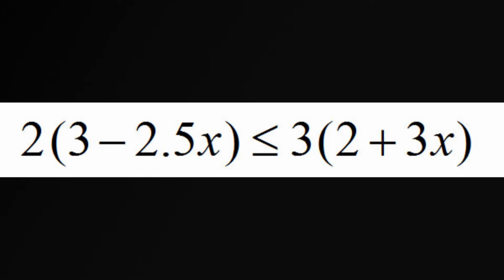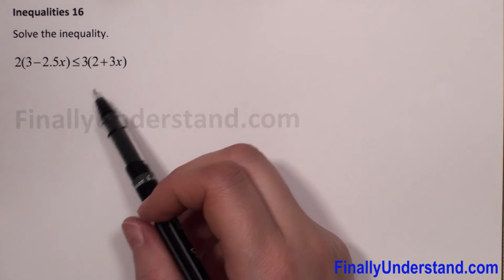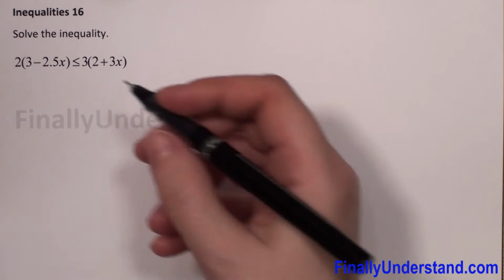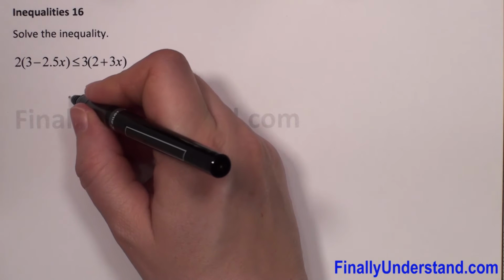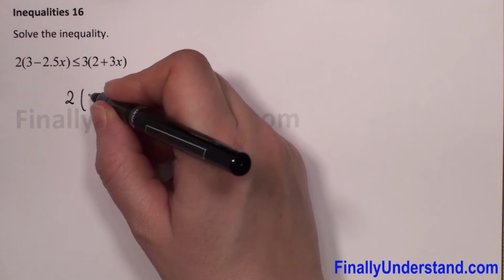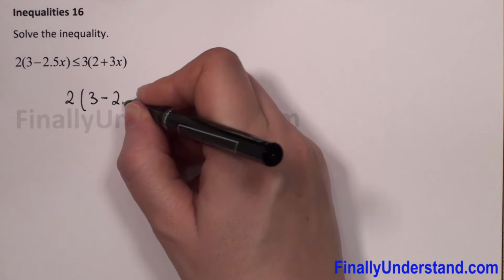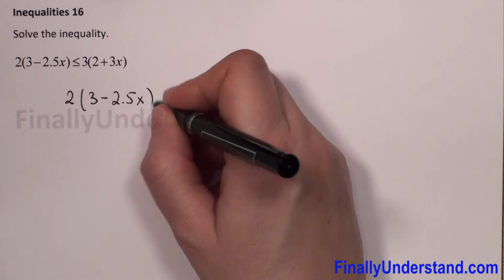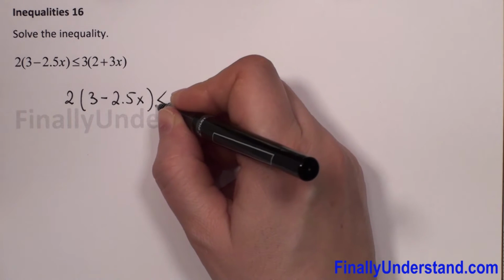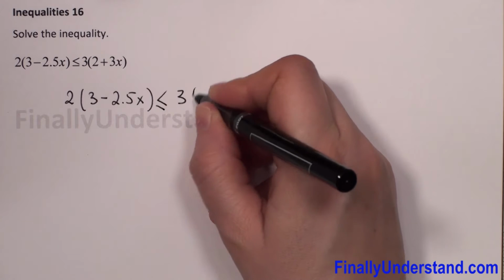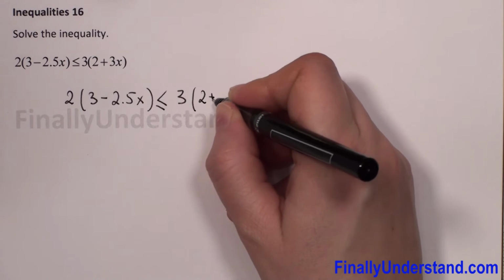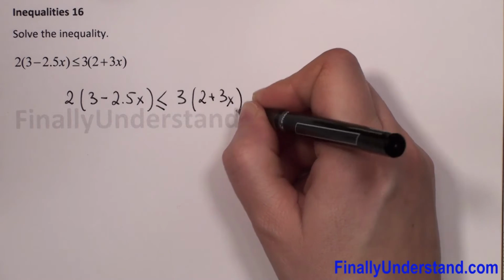So we have another inequality. When we have to solve this inequality, it means we have to find all possible values of x for which this inequality is true. Let me copy this example first. So I have 2 times (3 minus 2.5x) is less than or equal to 3 times (2 plus 3x).